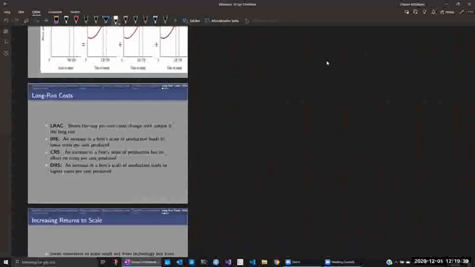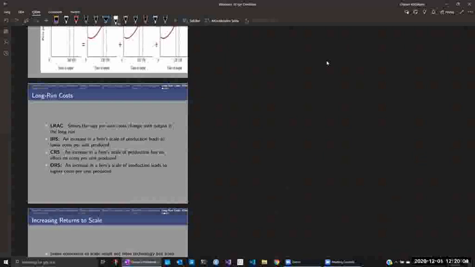And what happens in the long run is somewhat different, because in the long run, we can change every factor that we implement in the production. So we can also choose our capital level or the scale of our production, so that there is no fixed cost in the long run. So that's the one thing about the long run.